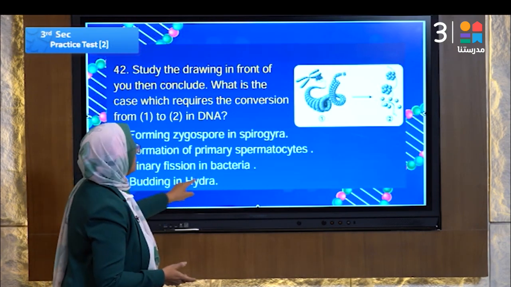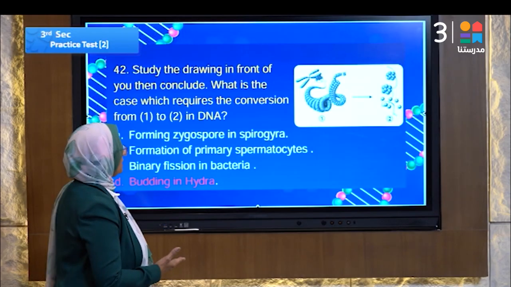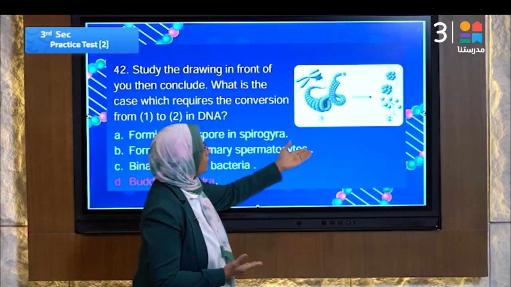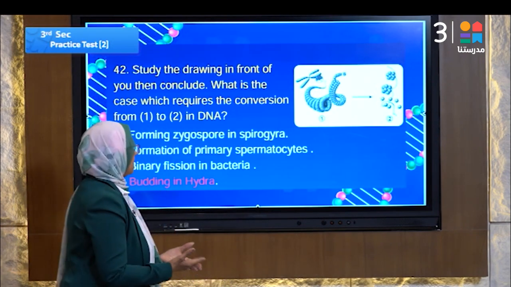D, budding in hydra. The answer is budding in hydra. Why budding in hydra? It is mitotic division, and the chromosome needs to appear in its simplest form to make a division.